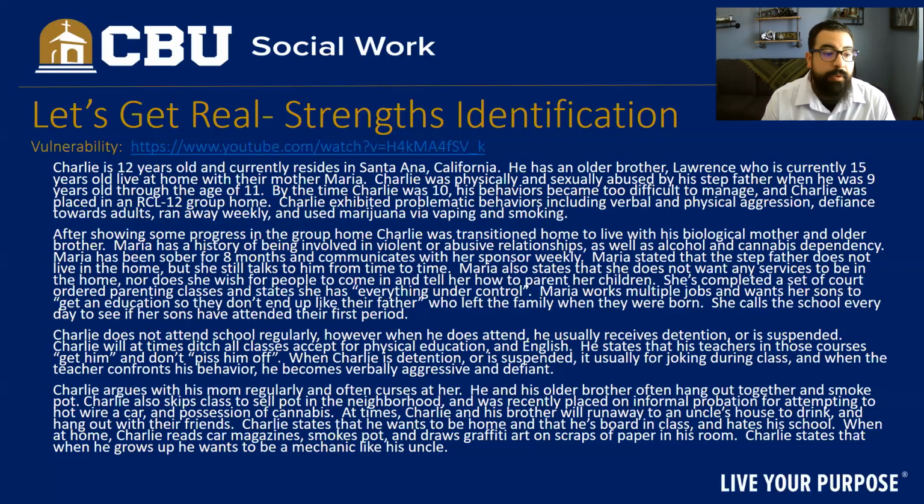Charlie exhibited problematic behaviors, including verbal and physical aggression, defiance towards adults, ran away weekly, and used marijuana via vaping and smoking. After showing some progress in the group home, Charlie was transitioned home to live with his biological mother and older brother. Maria has a history of being involved in violent or abusive relationships, as well as alcohol and cannabis dependency.